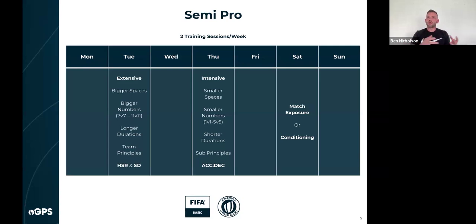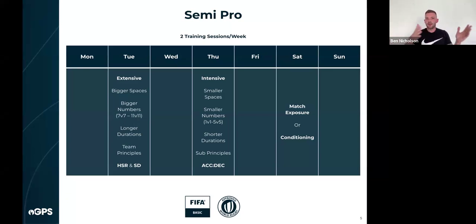And it's working on sub-principles. So you might start working on unit work. You might take a back four, or your left side, or opposing fullbacks and wingers to do that isolated work, repeating what they're doing in the game but at a higher frequency. And that higher frequency then allows us to overload.